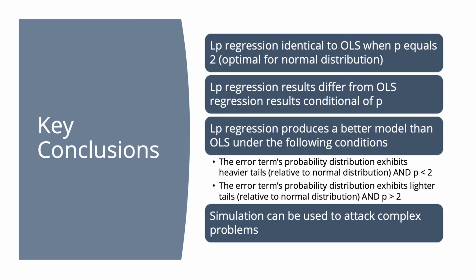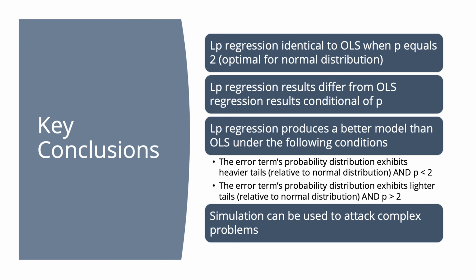We can make some key conclusions from these results. We have evidence to make the claims that LP regression is identical to OLS when p equals 2, which is the optimal p for normally distributed errors. LP regression can produce different coefficients than OLS, and that LP estimators can be better at modeling data. Specifically, it is better when the error term's distribution exhibits heavier tails and p is less than 2, and in the opposite case when the error term's distribution exhibits lighter tails and p is greater than 2, because p is a weighting factor of errors.